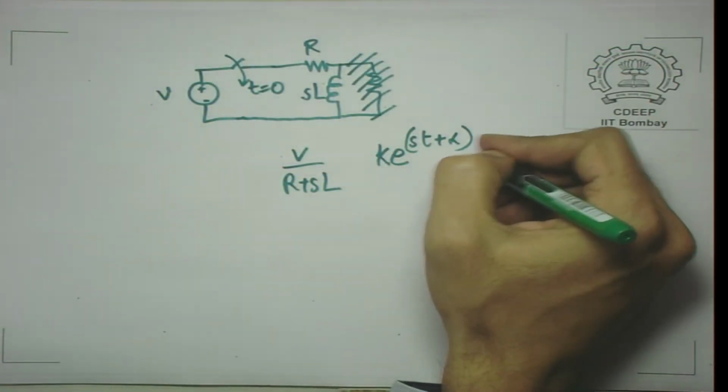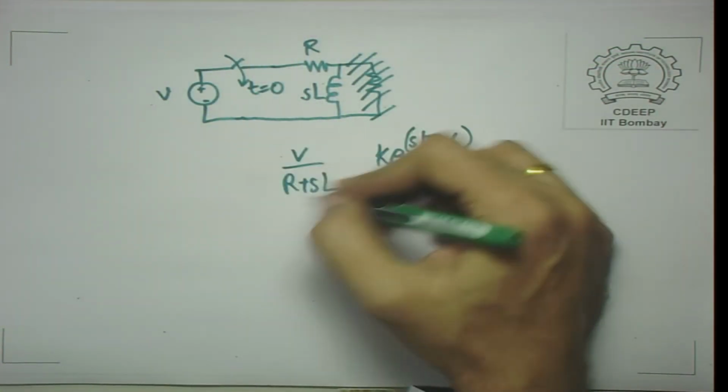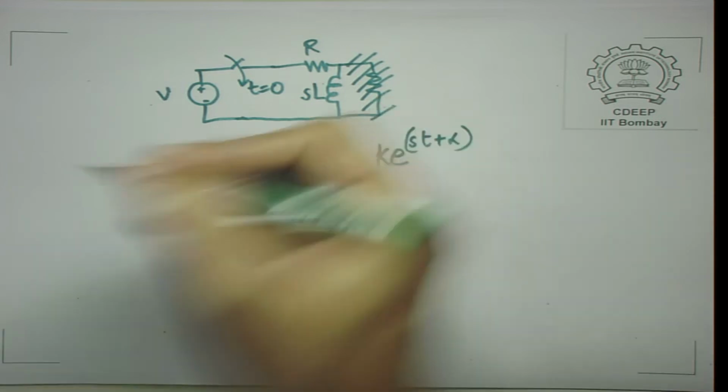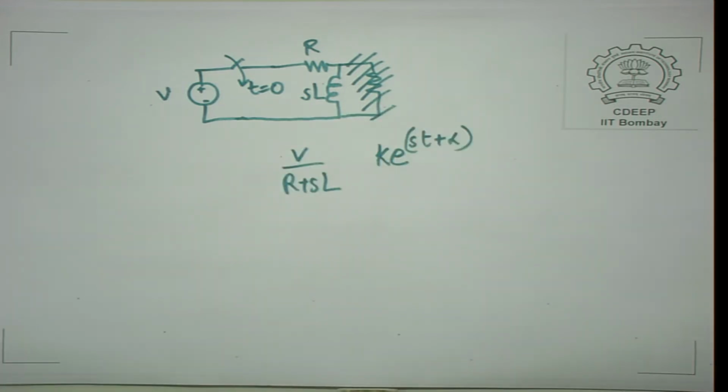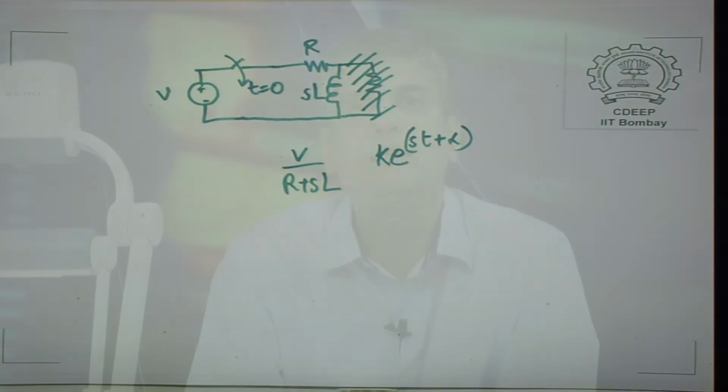So, in fact, if you have got an input like this, your response can be written down as V upon R plus SL, and of course, with the usual meaning that in case it is a sinusoid, then you have to substitute S is equal to j omega and get the phase and the square root of R square plus omega square L square from there. So, this is a neat way of doing it, where we replace the inductor by SL.